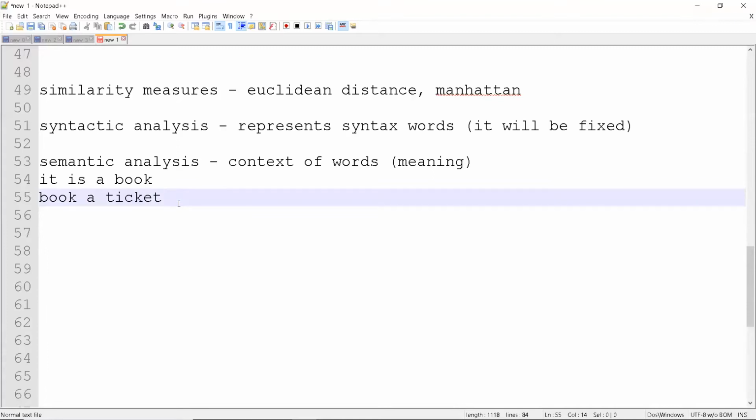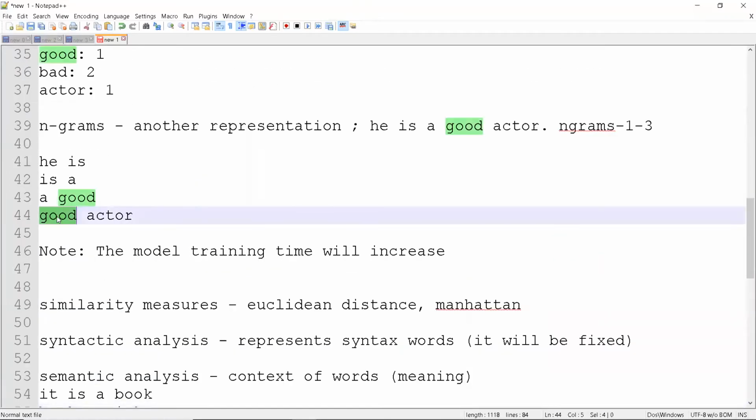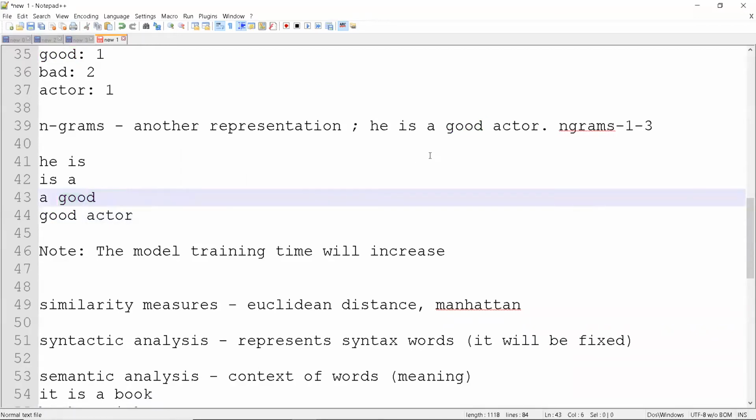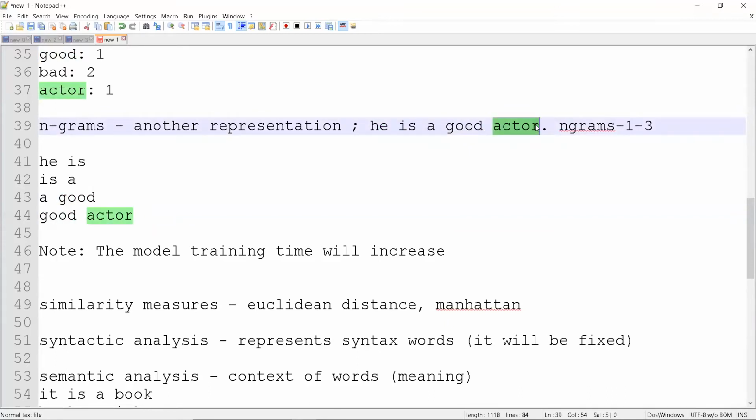That's why, mostly for a simple classification task like positive and negative sentiments, they'll just consider each word in a sentence. They will even remove all these things. In the input you will have good and actor. So if good is on the positive side, they will automatically classify it as a positive sentiment.